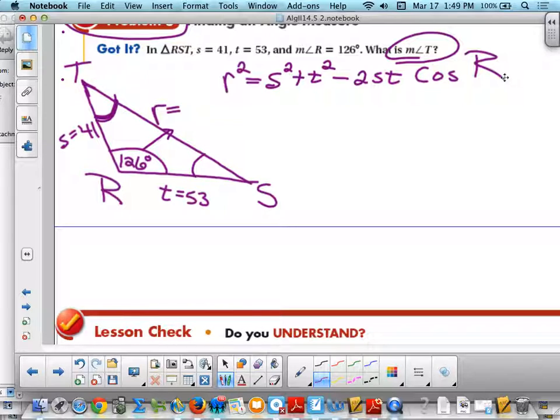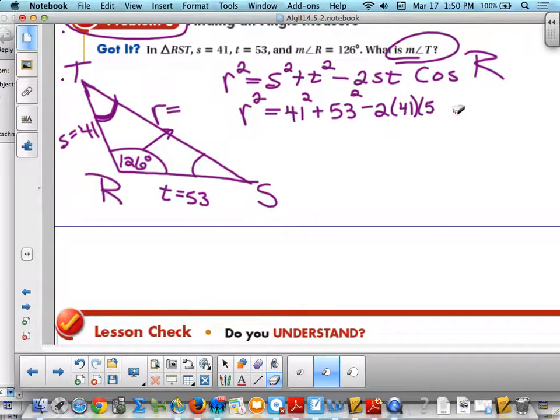Now, I like to write the formula down just because it makes you memorize it a little better each time. R is 126. We don't know anything about R, the side. S is 41 and T is 53. So it's 41 squared plus 53 squared minus 2 times 41 times 53 times cosine of 126.